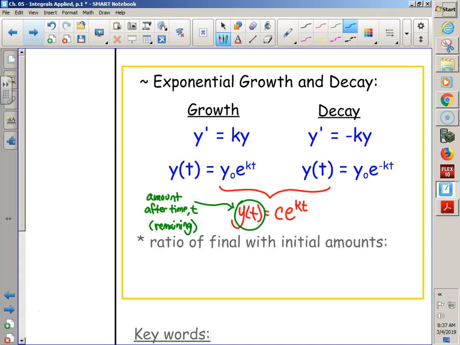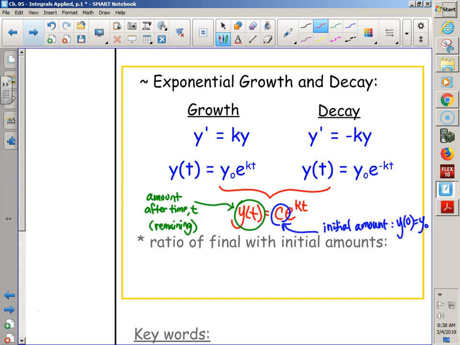Over here, our c, as you guys can see up here, is going to be our initial amount, which is the same thing as y of 0 or y sub 0. Because if you were to plug in 0 to this specific growth equation, 0 power is 1, and so c would equal the y of 0. So that's our initial amount.